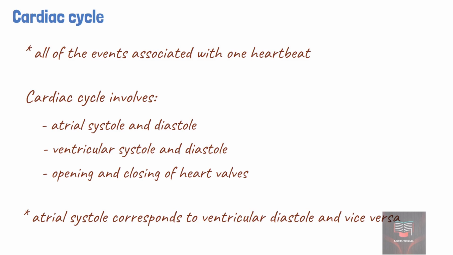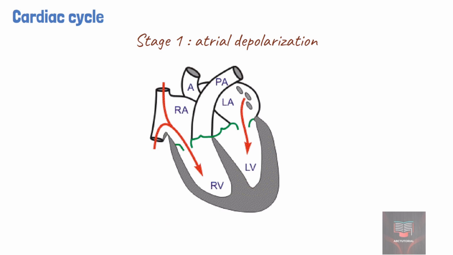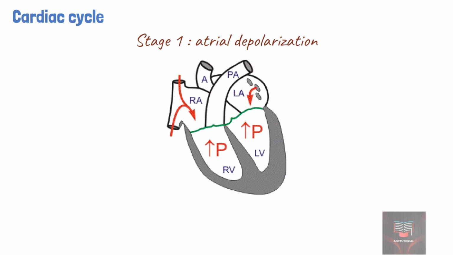The cardiac cycle starts with the atrial depolarization, which is the atrial systole. The atrioventricular valves are open throughout this stage. At the end of the atrial systole, the atrioventricular valves close, resulting in the first heart sound, S1.